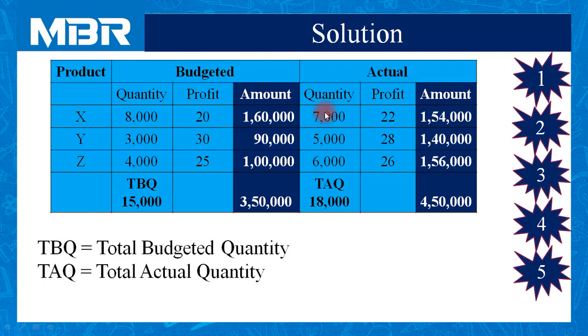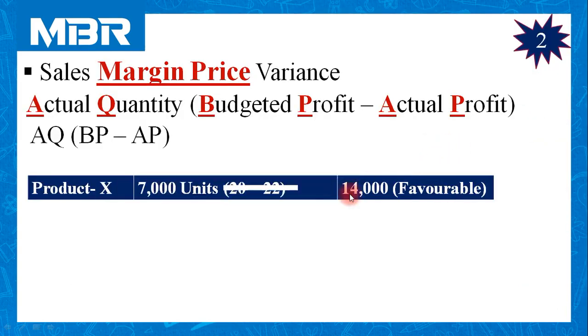Actual quantity is given over here, 7,000, 5,000 and 6,000 units respectively. Budgeted profit 20, 30 and 25. Actual profit 22, 28 and 26. Using this detail, you can easily insert the data in the formula. 7,000 units, budgeted profit 20, actual profit 22. Actual profit is more than budgeted profit. So difference is referred to as 14,000 favorable.